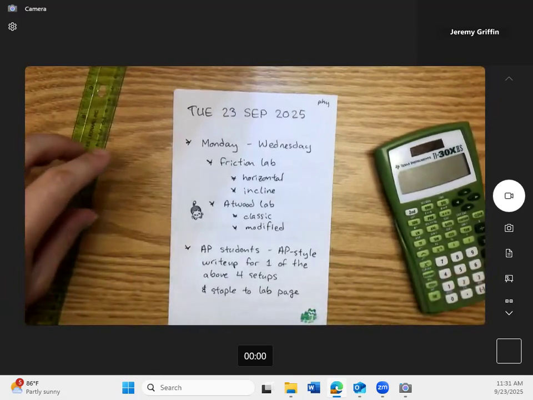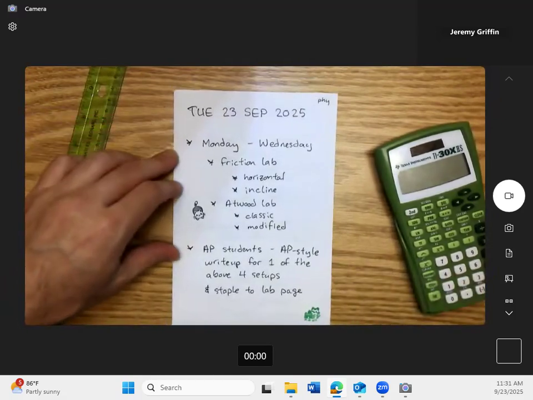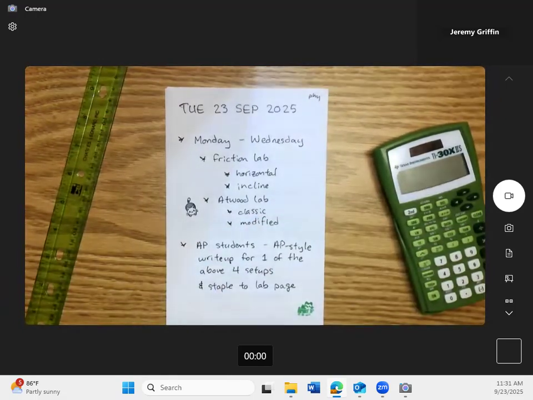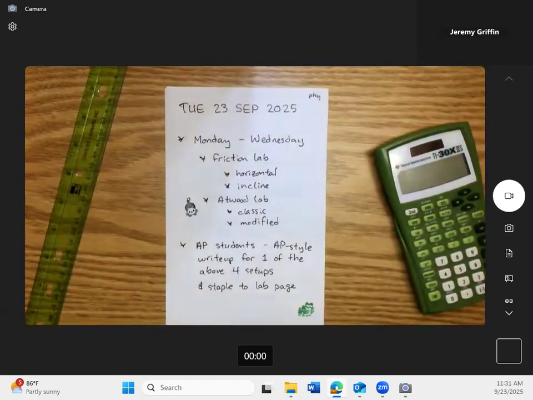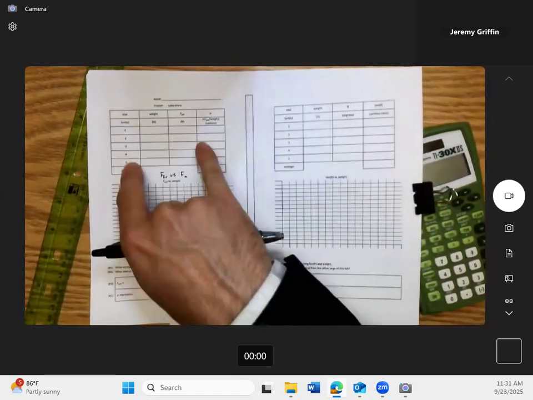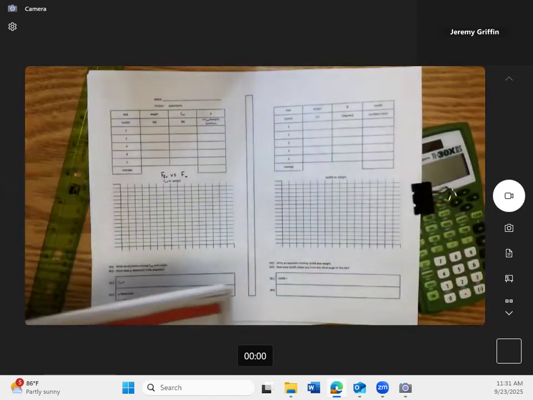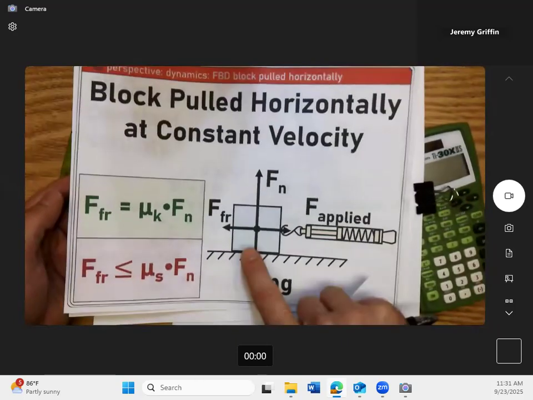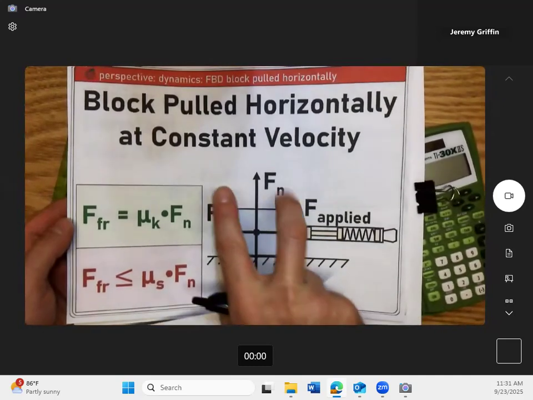All right, so yesterday you guys were working on these labs, so I'm going to give you guys a recap, bring you guys back into physics mindset. Right, so you have one lab page related to friction. And each of these labs has two halves to it. So in one of these, you are pulling the block horizontally across a surface at constant velocity.